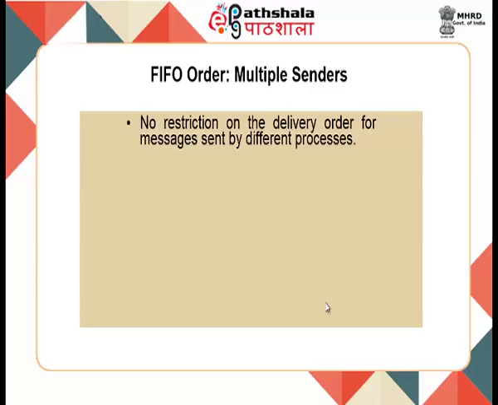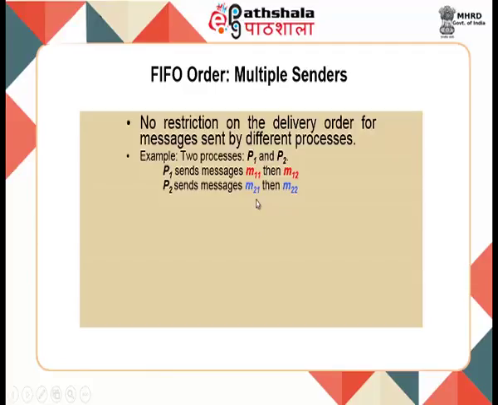In case there are multiple senders, there is no restriction on the way the messages from different senders will be received by the receiver. Let us take an example, P1 and P2. P1 sends 2 messages M11 and M12, P2 sends 2 messages M21 and M22. Now, the correct ordering according to FIFO will only ensure that P1's 2 messages are delivered in the correct order and P2's 2 messages are delivered in the correct order. It will not worry about the intermixing of P1's messages and P2's messages.